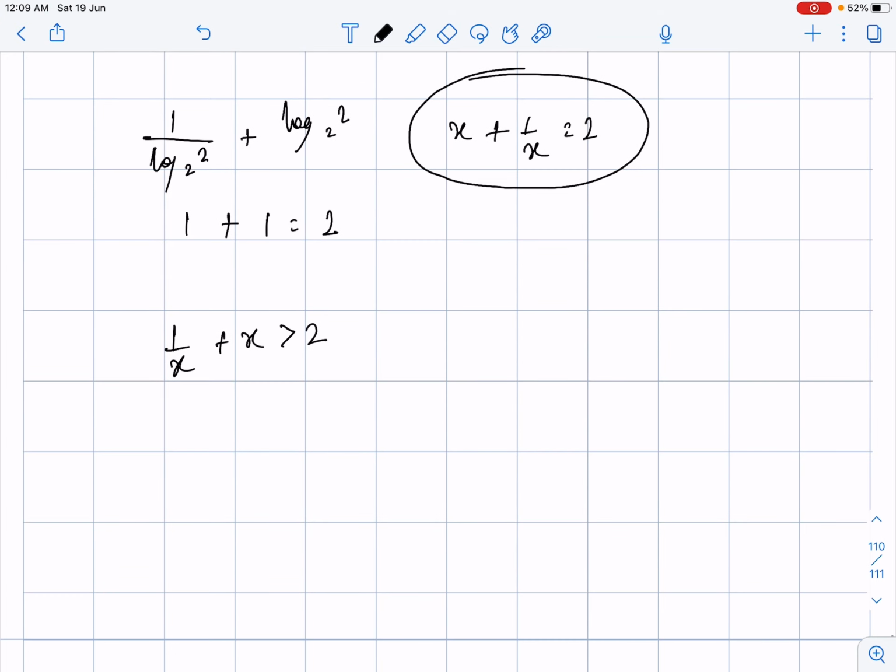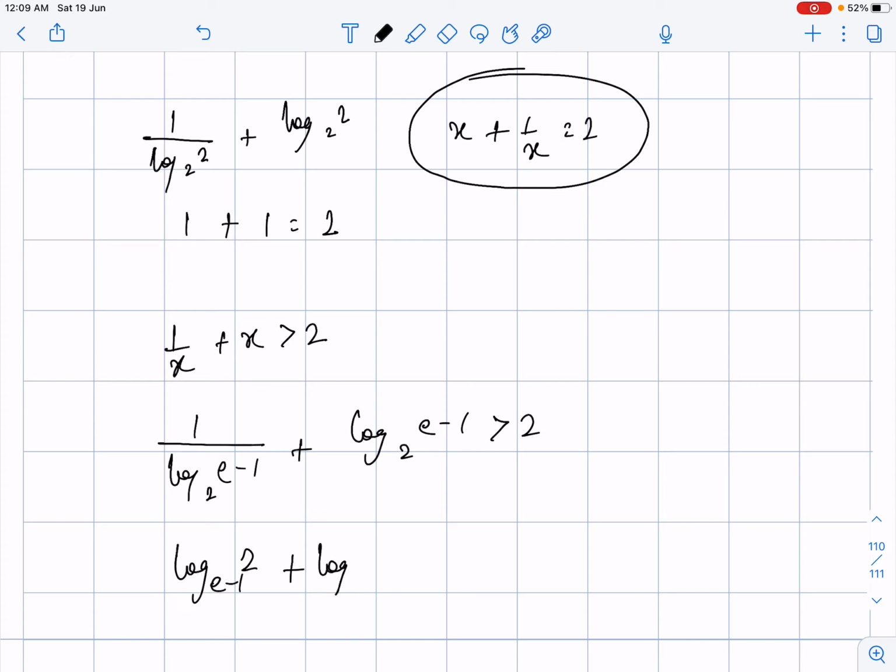That means 1 upon log of e minus 1 base 2 plus log of e minus 1 base 2 is greater than 2. That means log of 2 base e minus 1 plus log of e minus 1 base 2 is greater than 2. So this is greater than 2.